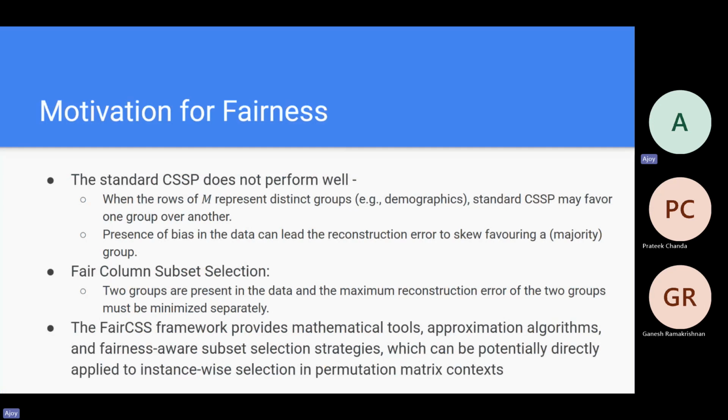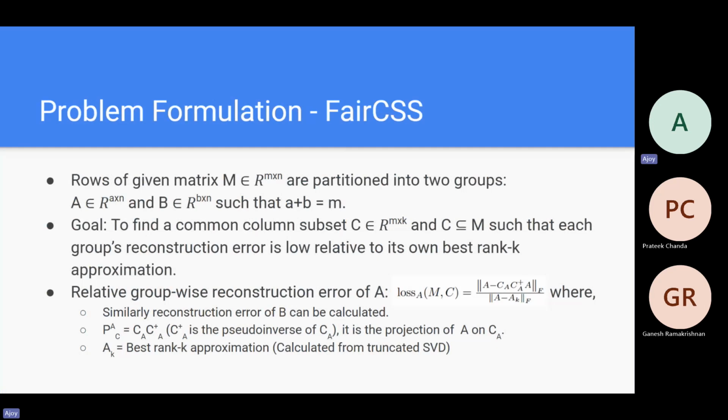So what does it do? It tries to divide the matrix into two sets based on its rows. Let's say there are m rows, so we have m1 rows and m2 rows separately, such that m1 plus m2 is equal to m, the total rows. Here is the mathematical formulation of how we can do that.